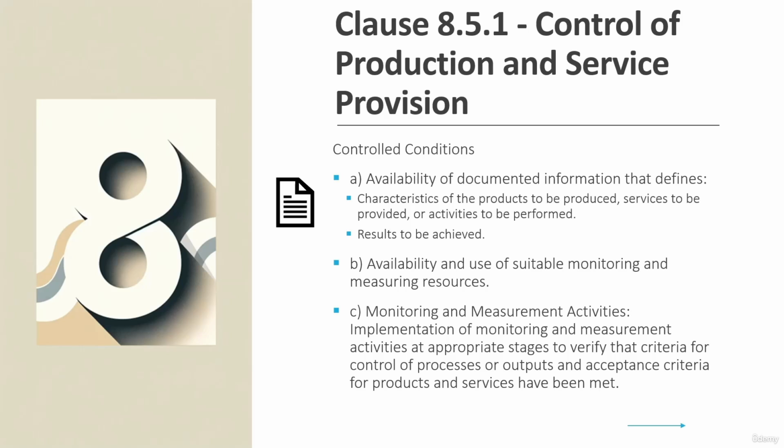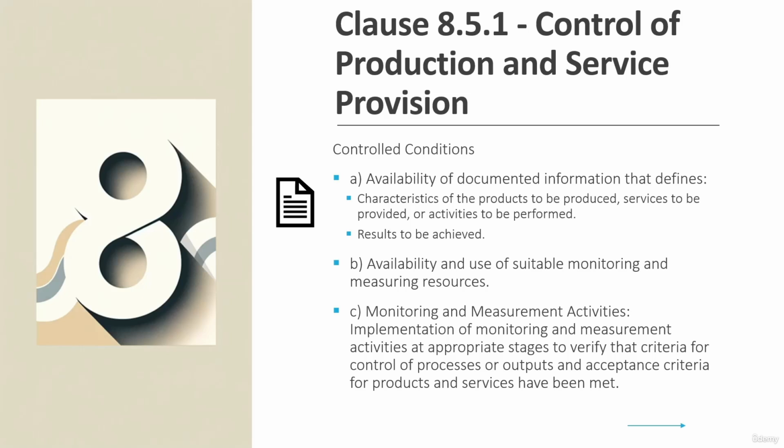Now the second item is availability of suitable monitoring and measuring resources. So that means whatever job we are doing, there will be some monitoring, some measurement. If you are making a car, then pieces need to be measured, pressure needs to be checked, viscosity of the fluid is required to be checked, and so on. Whatever measurements you are taking, you need to have suitable resources for that. That is another requirement for the control condition, because that is the one which will tell whether you are meeting the requirements or not.